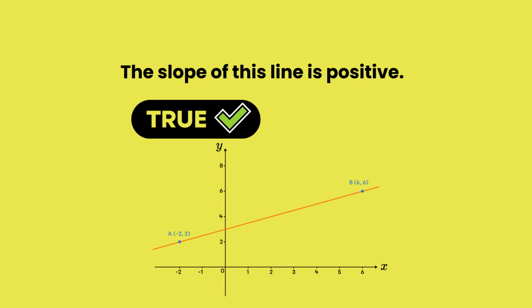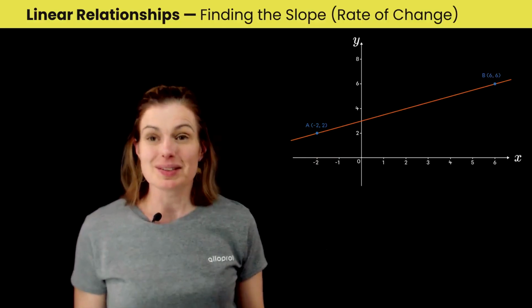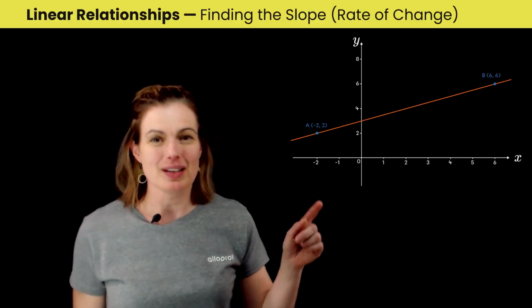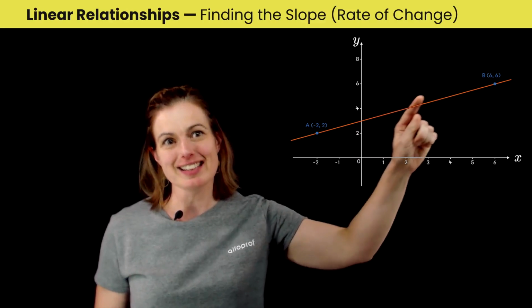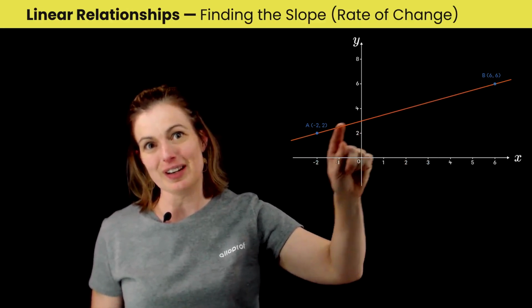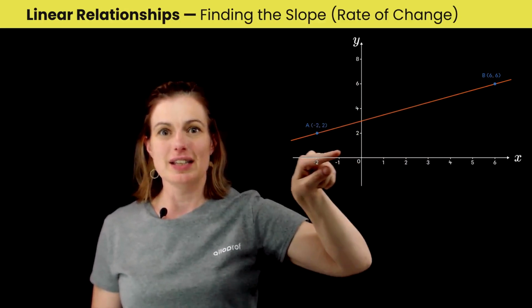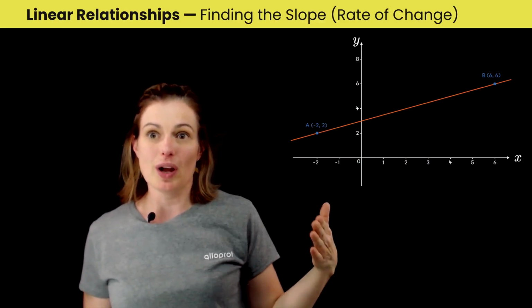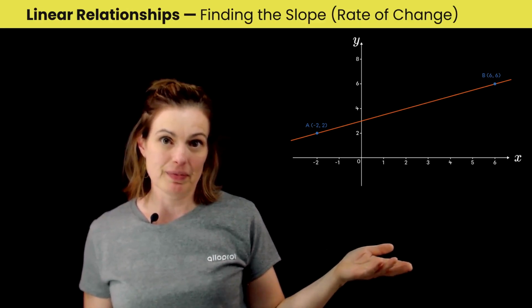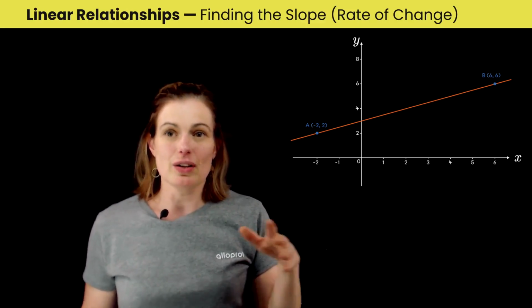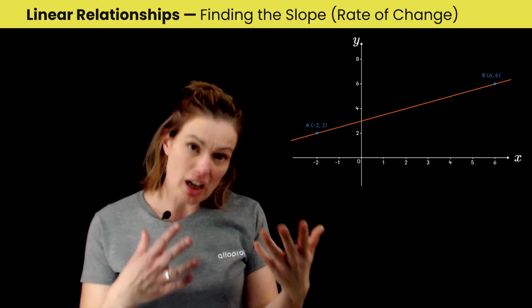The answer is true. The slope of this line is positive. And you can see that we've got this nice line going right up there. So when we're reading from left to right, it's going uphill, which is what we want in a positive slope situation. So now we've got to look at applying our strategy to calculate this slope.